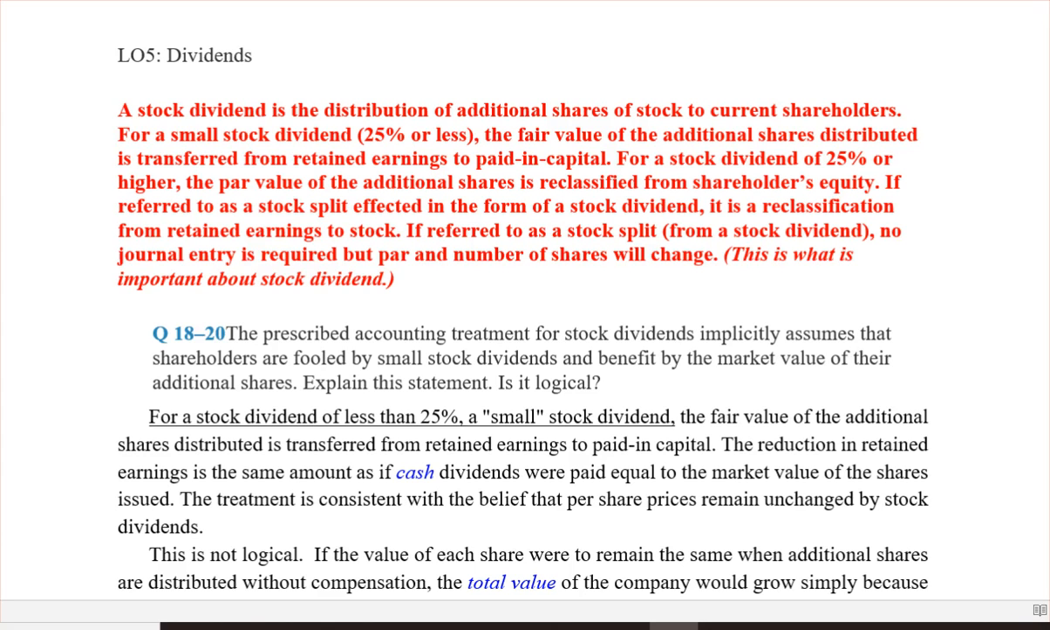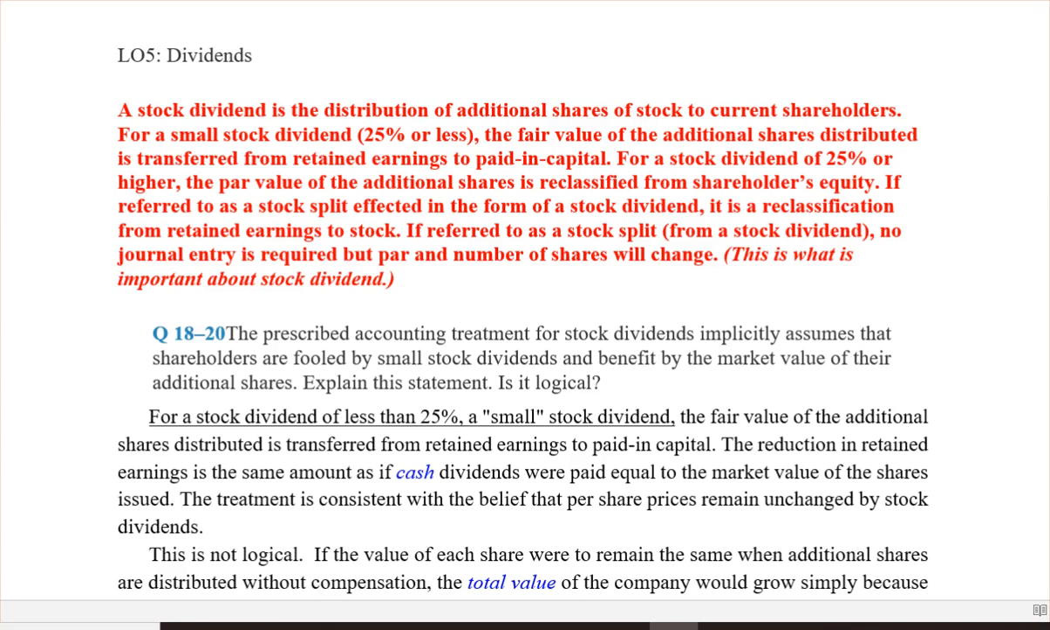Learning Objective 5, the new stuff for you that you might not have had in other classes, is a stock dividend. You should have already had exposure to cash dividends, so stock dividends is a new issue. A stock dividend is a distribution of additional shares of stock to common shareholders. It's the current common shareholders. You usually don't do stock dividends for preferred. Is it possible? Yes, it's possible, but it's usually not done.